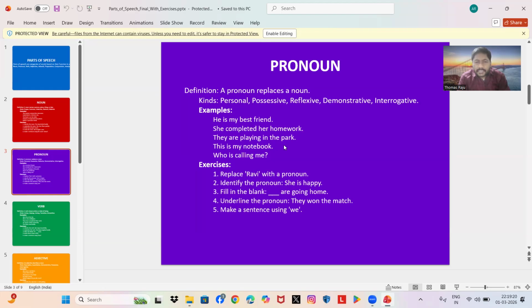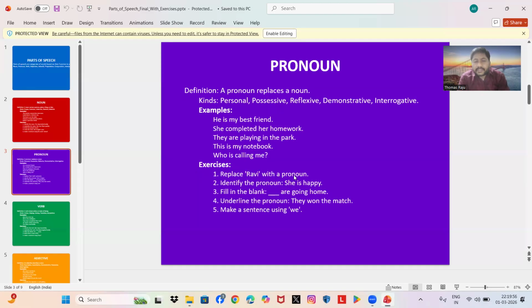They are playing in the park. They. So what is they? They is pronoun. Understand? So instead of some women or men, or things, whosoever. They is a plural pronoun. This is my notebook. Here, this is pronoun. Me also a pronoun. Who is calling me? So here, who is a pronoun. Me is also pronoun.